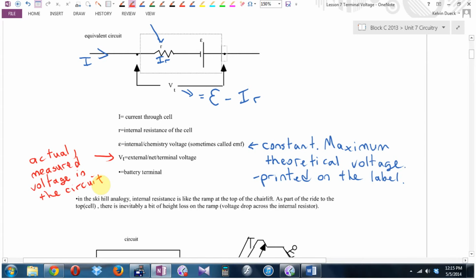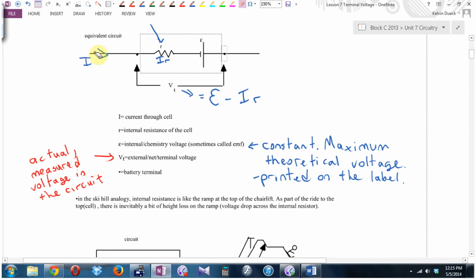The only problem with my analogy, Nate, of it being a little bump at the end of your chairlift that you ski down to get off is this bump can be bigger or smaller depending on how big the current is, which in real life, okay, finally my ski hill analogy totally breaks down. So, okay, live with that.